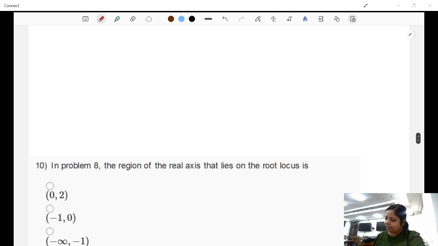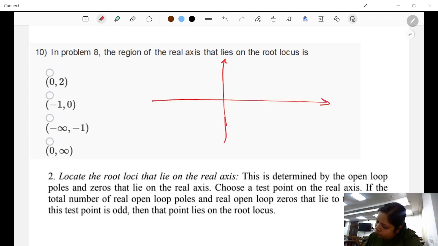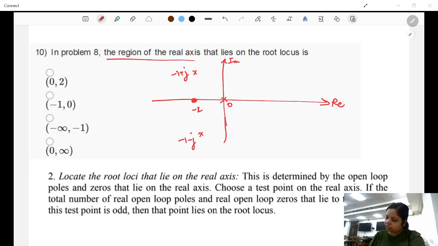Then in problem 8, in the same problem, the region of the real axis that lies on the root locus is what? So we saw, how do we find what region lies? Before that, I like to plot. This is imaginary, this is real, and then you get a pole to be here, a pole at -1 plus j, a pole at -1 minus j, and a 0 to be here. So how are these defined? What is the region on the real axis that lies on the root locus?